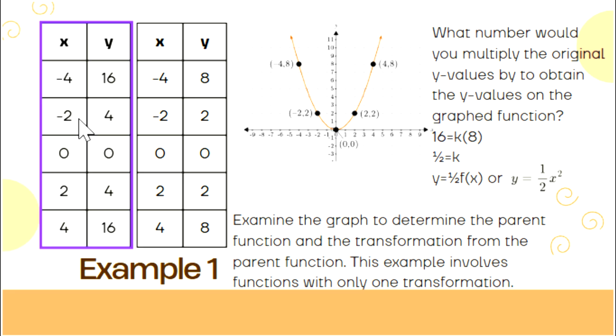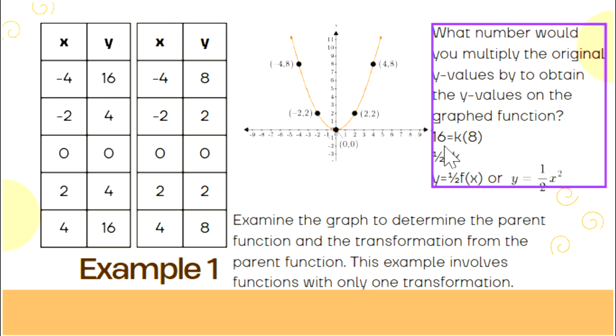So just, this is right. This is the parent function points, coordinate points, okay? So what number would you multiply the original y values by, these ones, to obtain the y values of the graphed function? Okay, so how do you go from this to this transformed function?